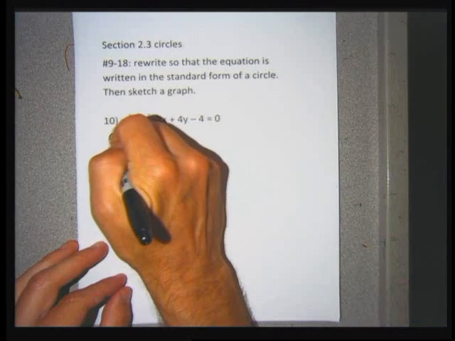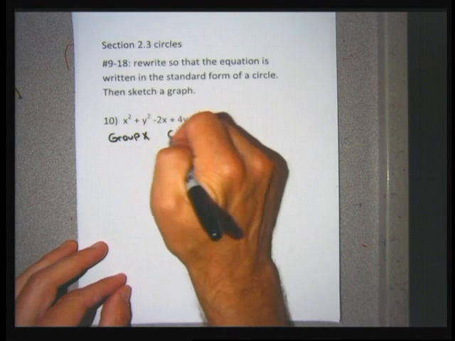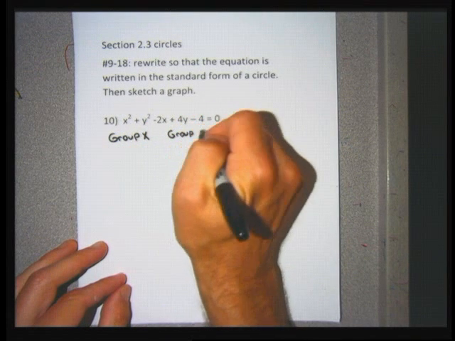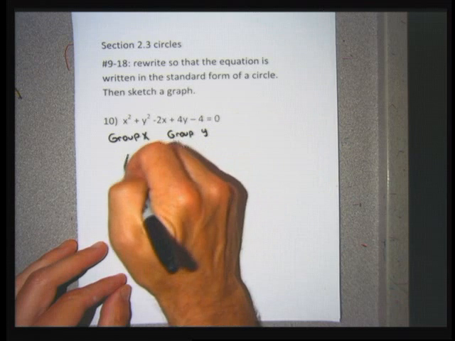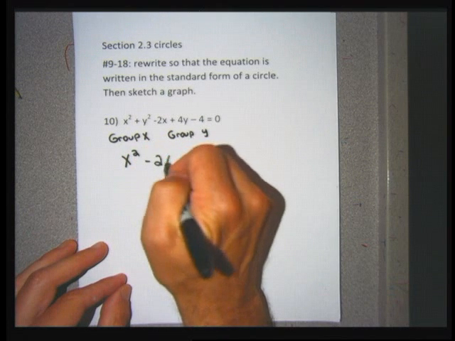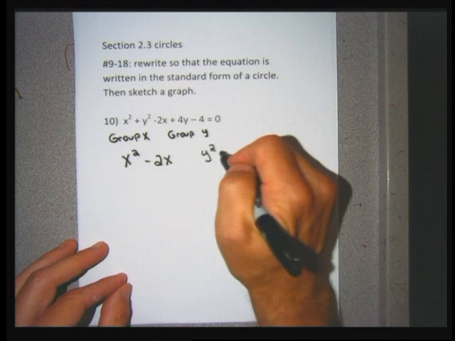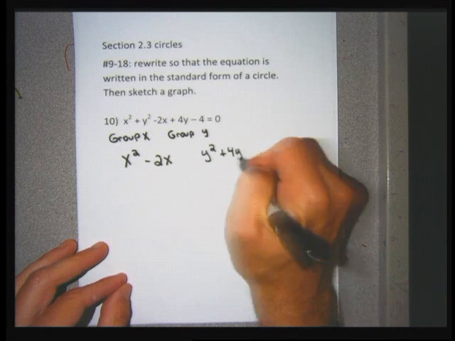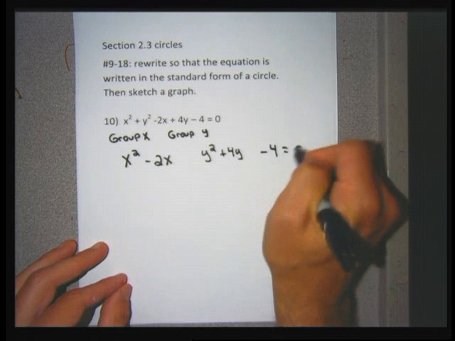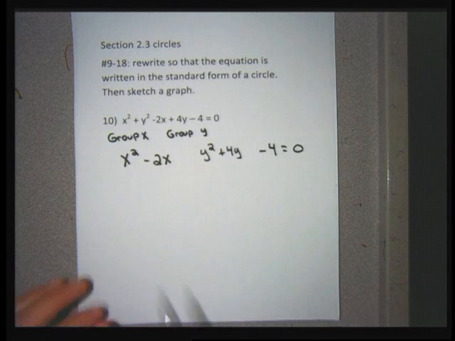I'm going to do this. I'm going to group the x's. I'm going to group the y's to get started. So I'm going to rewrite the left side with an x squared and a minus 2x grouped together, the y squared and the plus 4y grouped together. So that's what I mean by grouping the x's and grouping the y's, writing the x's next to each other and the y's next to each other.